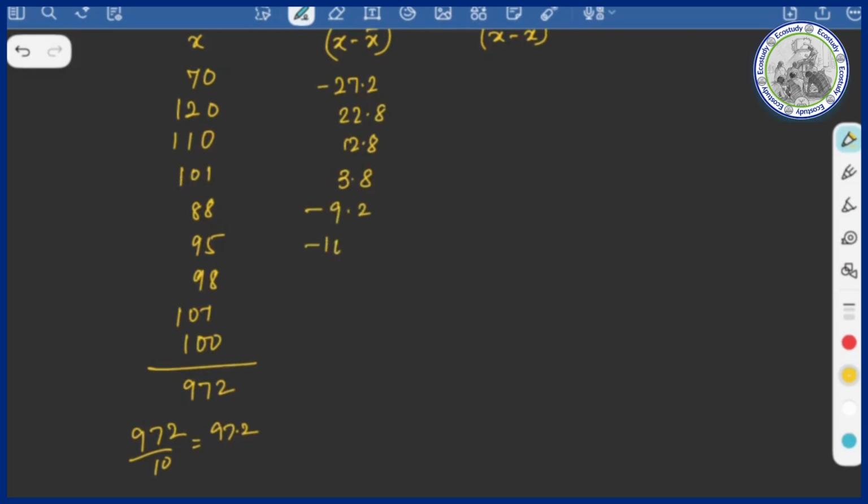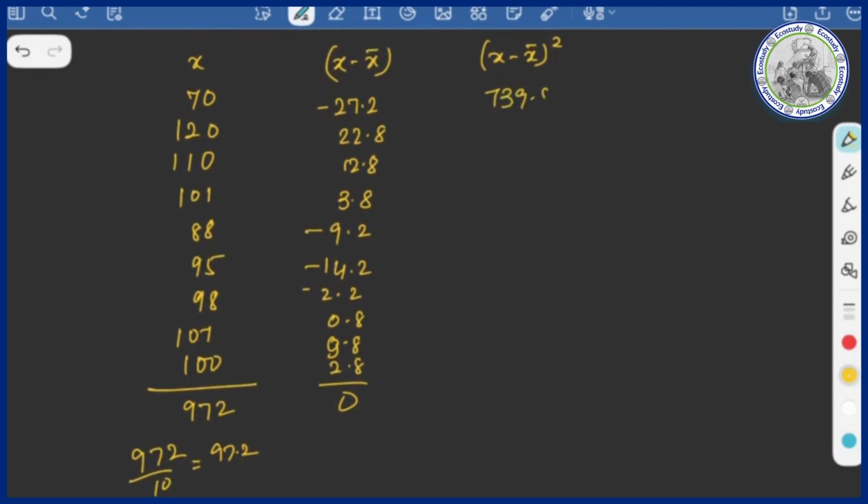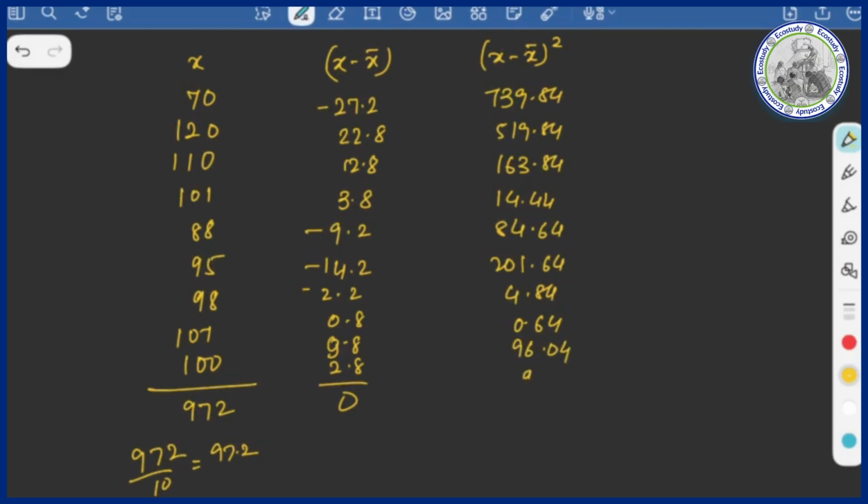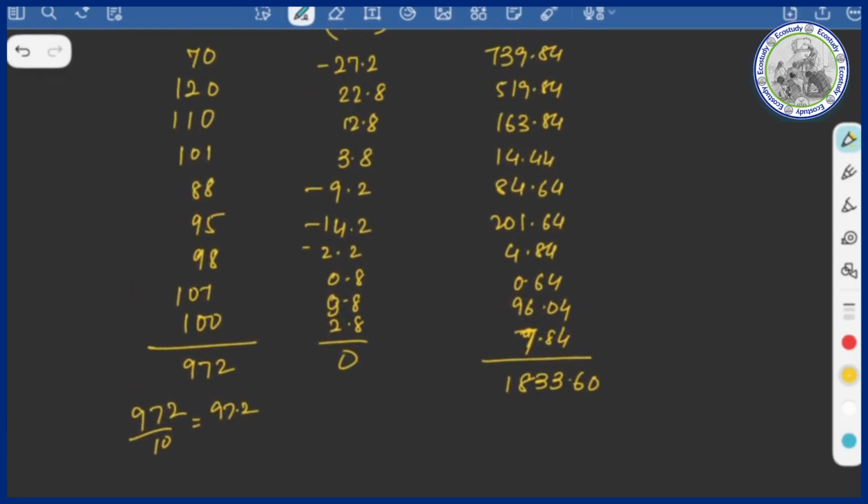The deviations are 27.2, 22.8, 3.8, minus 9.2, minus 14.2, minus 2.2, 0.8, 9.8 and 0.8, and they sum to 0. Taking the squares, we get 739.84, 519.84, 163.84, 14.44, 84.64, 201.64, 4.84, 0.64, 96.04 and 7.84. Okay, so what is the total? The total is 1833.60.